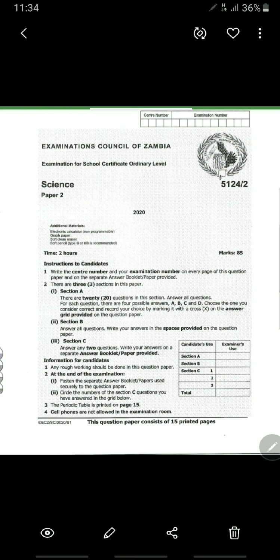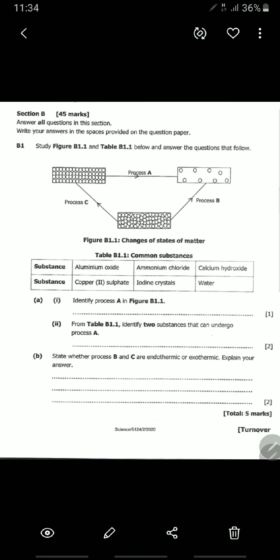Today's lesson is on the 2020 ECZ past paper for science under internal candidates. We're going to look at the structured question in section B, the first question in section B. That was on changes of states of matter. Okay, here's the question.